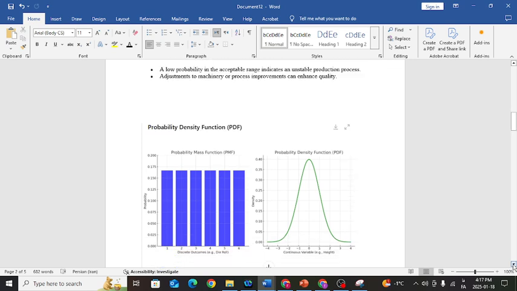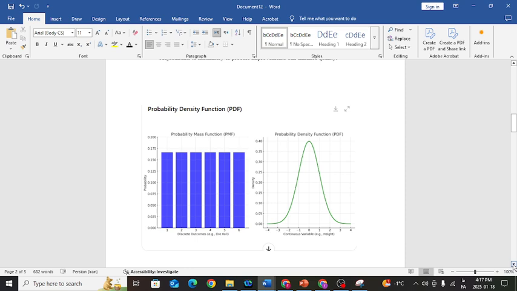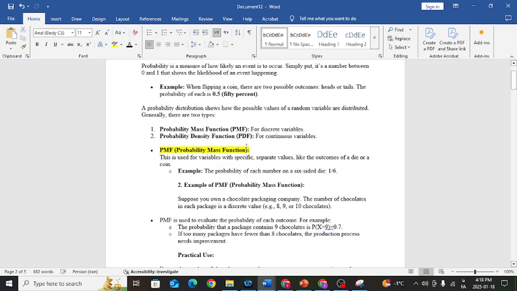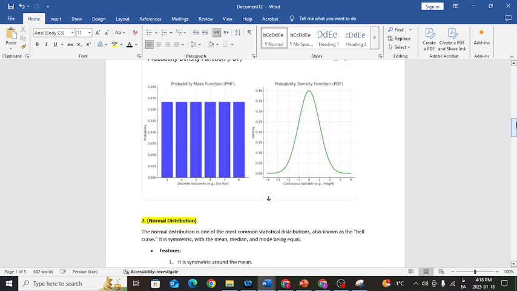For the probability density function, PDF, and the probability mass function, PMF, I am drawing a picture to show you. This is the bar chart for the probability mass function, because it is discrete. The PMF is for discrete variables. All of the data points are discrete, and the likelihood of each of them is equal.